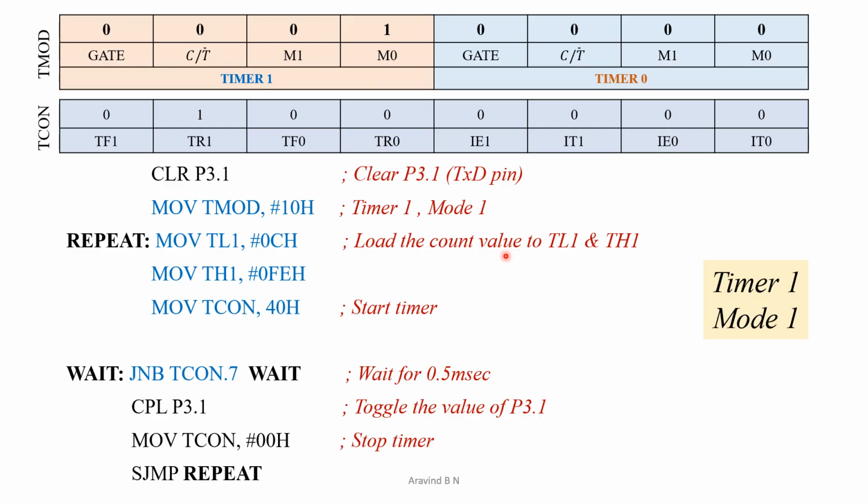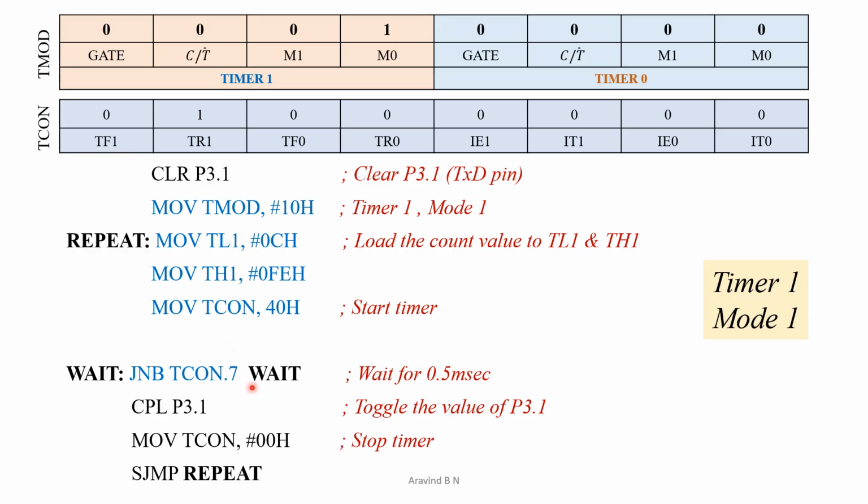The count values we have calculated must be loaded into the timer 1 registers, and that is what we can observe here. Clear port 3.1, then MOV TMOD, #10H, so timer 1 in mode 1. Then MOV TL1 and TH1, with the corresponding count values we have calculated present over here. Then MOV TCON, #40H, so the TCON register has now been updated. Then wait for which bit? TF1 is the bit we have to wait for now. That is the timer 1 overflow flag, and that is what we are waiting for.